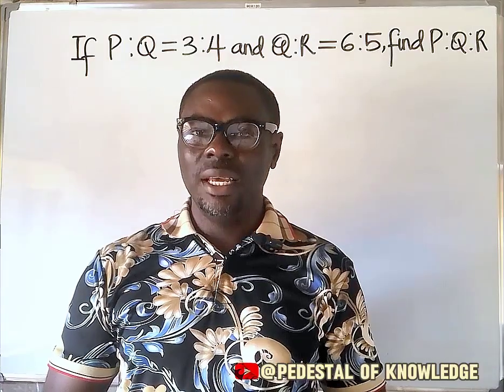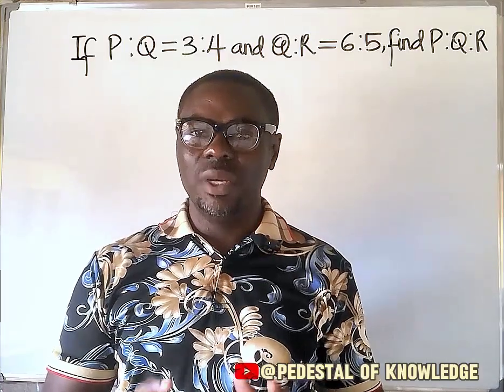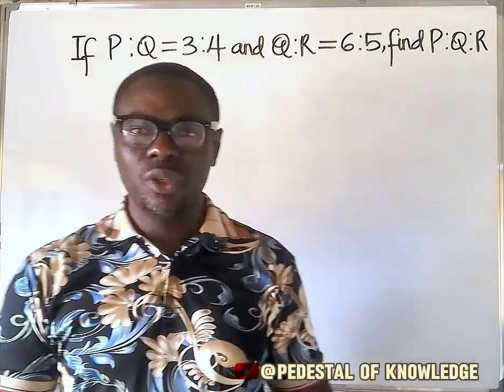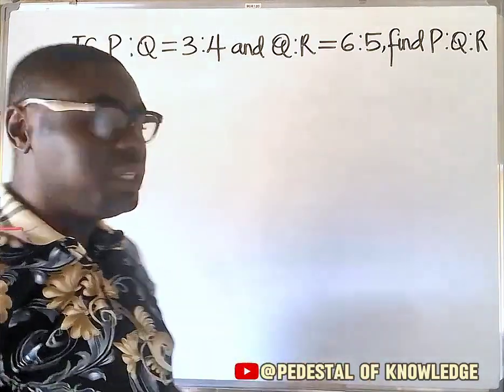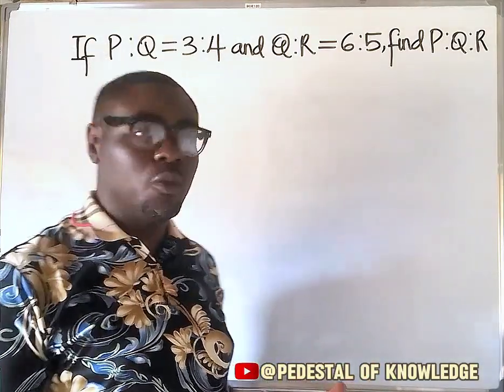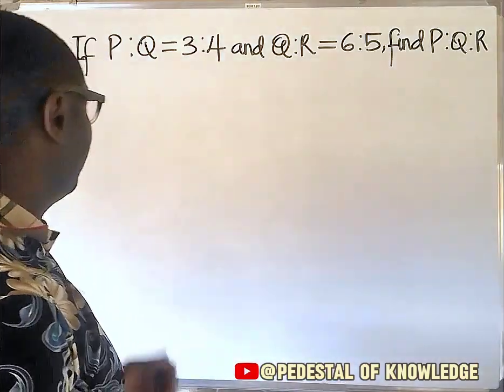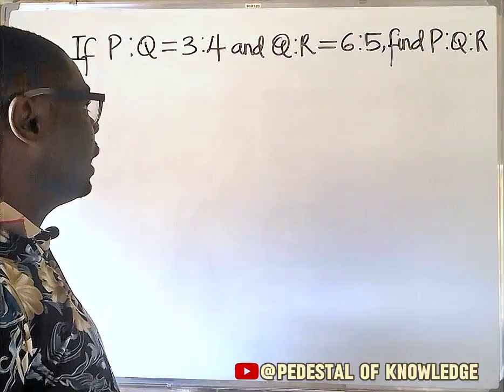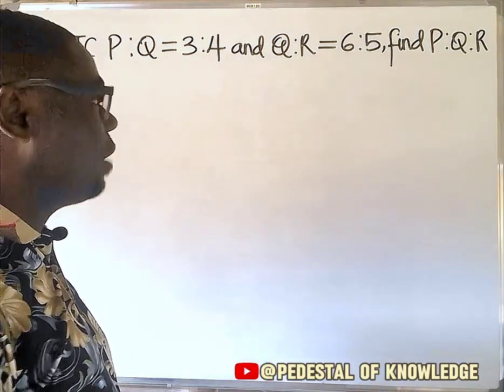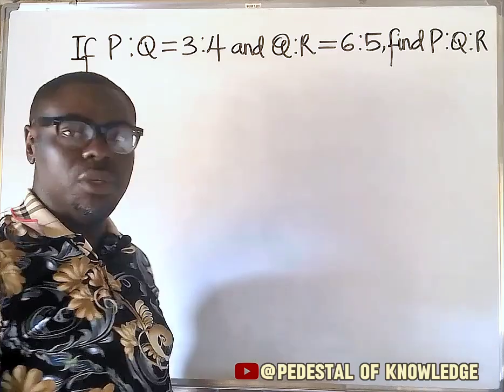Hello everyone, today we shall see how to use the shortest and the quickest method to provide solutions to problems such as this, especially when you are challenged with this kind of question in multiple choice questions. Alright, it says if P is to Q is 3 is to 4 and Q is to R is 6 is to 5, find P is to Q is to R.